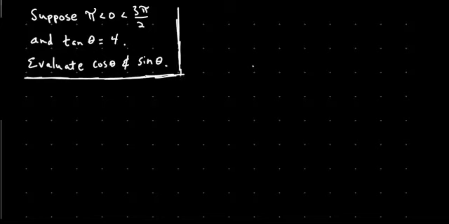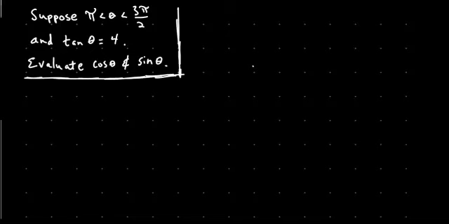Here's a classic problem dealing with the tangent function. Suppose theta is bigger than pi but less than 3 pi over 2, and that the tangent of theta equals 4. Evaluate cosine theta and sine theta.